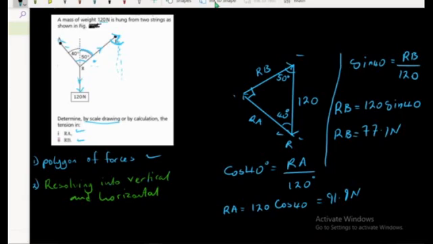I will recommend you check the next video, the part 2 of this question, to get the other method, that is resolving into the vertical and horizontal component. Then we are going to compare our answer to the one we got by polygon of forces.